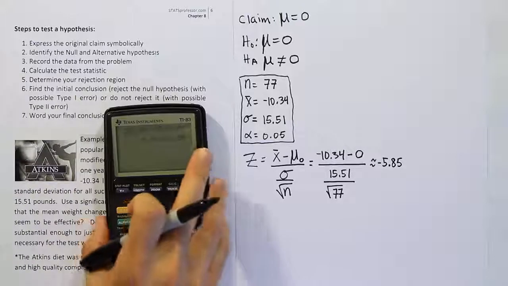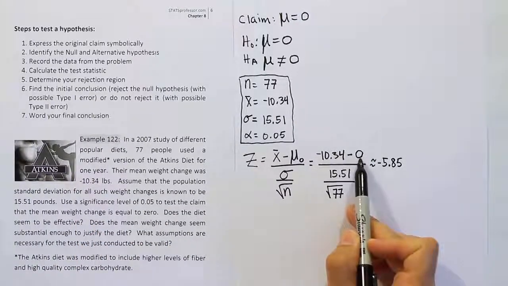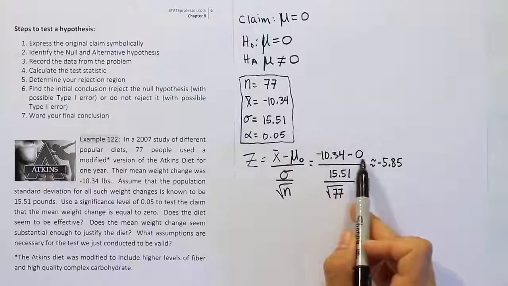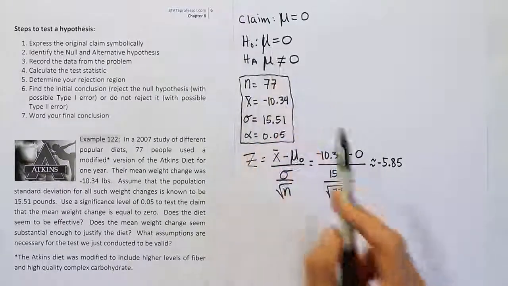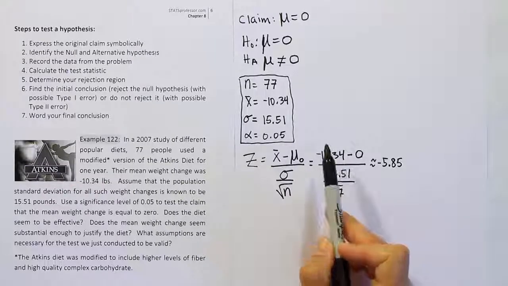And this means that there is a large difference between 0 and negative 10.34 pounds, and this would indicate that there's something wrong with the null hypothesis. It's not close to what we saw in the sample data, which indicates the null is probably wrong.